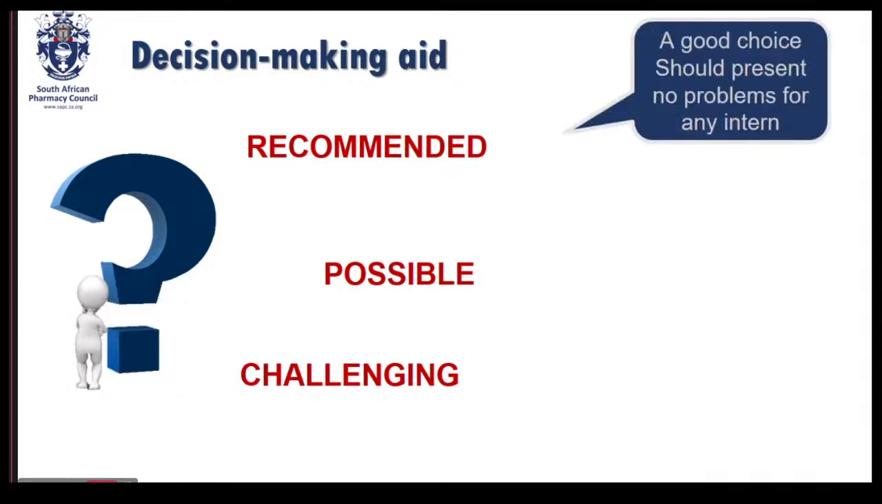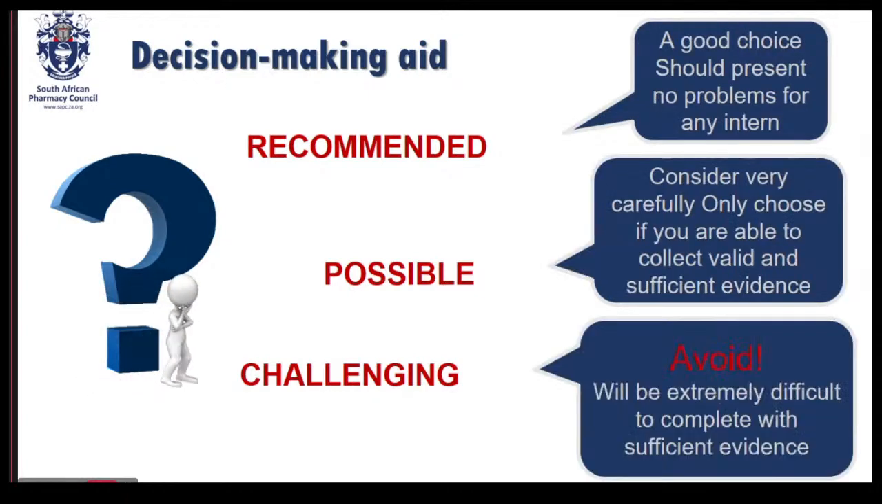Now let's look at what these labels mean. If we label a particular competency standard as recommended, it means that any intern should be able to complete that CS without any problems. In other words, that represents a good choice for you, and it shouldn't present any problems. Okay, so step number one, you try to go for the ones which are recommended. These are the ones where you're going to be able to find the evidence, and you're going to be able to complete them without any hassles.